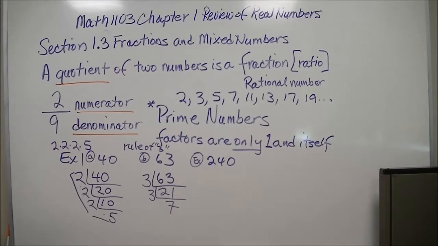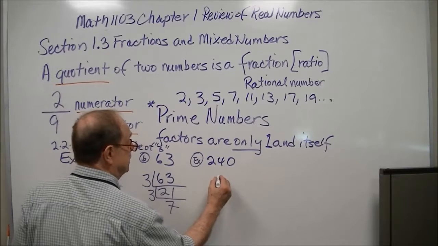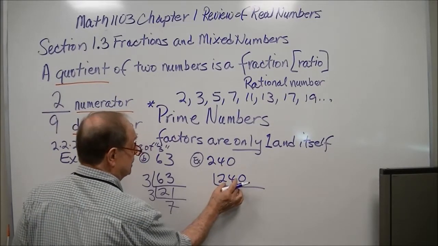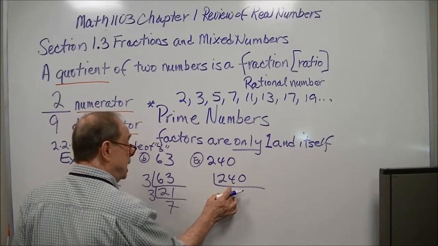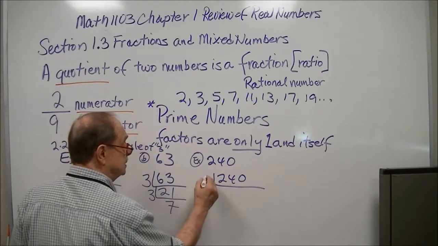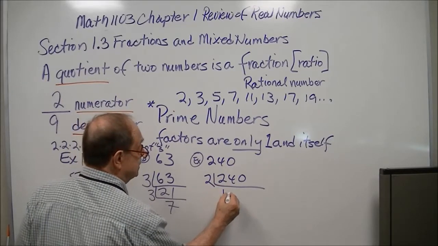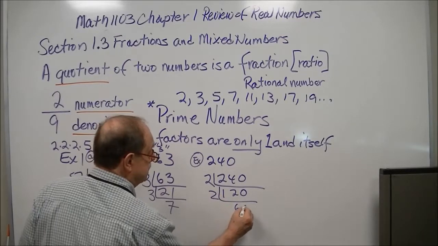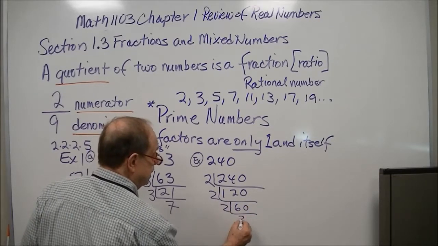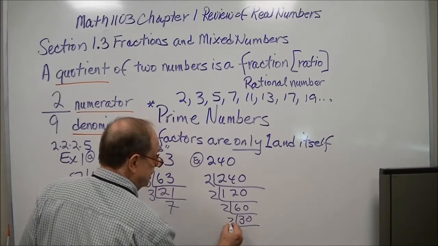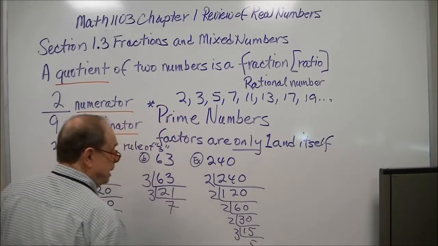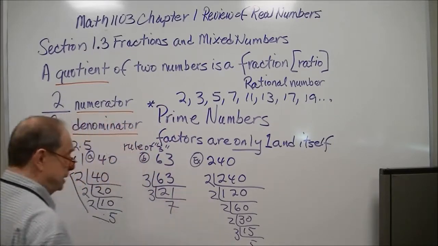Now, there's a few extras, and you're going to be doing some, but I thought I'd just do another one for you and throw it in. 240. It's even, but it also adds up to 6. So I could take a 3 out, but since it's even, I'm going to start with a 2. So this is 1, 2, 0. That'll be 60, 30, 15, and there's my prime factorization.